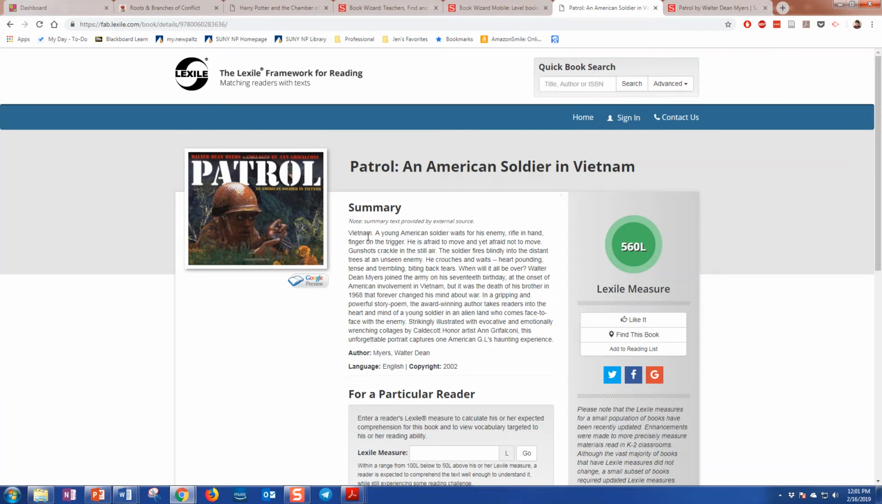Vietnam, a young American soldier waits for his enemy, rifle in hand, finger on the trigger. He is afraid to move, and yet afraid not to move. Gunshots crackle in the still air. The soldier fires blindly into the distant trees at an unseen enemy. He crouches and waits, heart pounding, tense and trembling, biting back tears. When will it all be over?